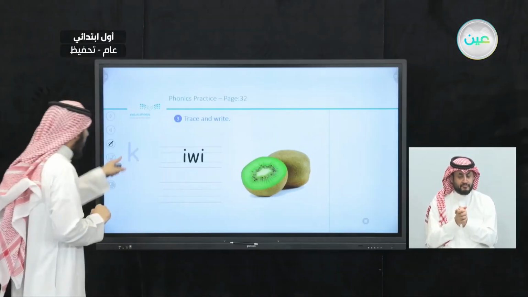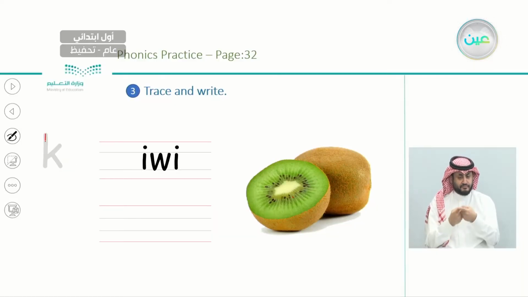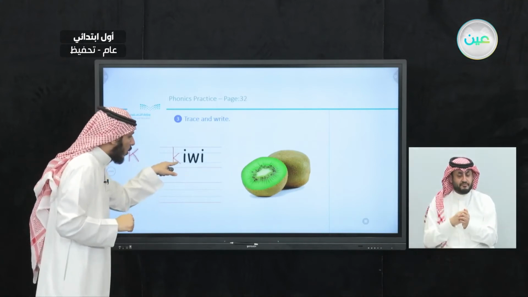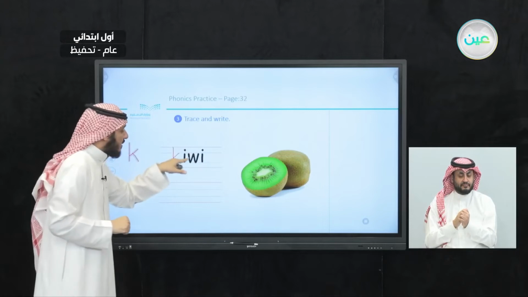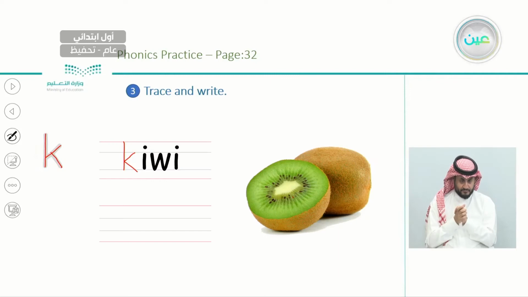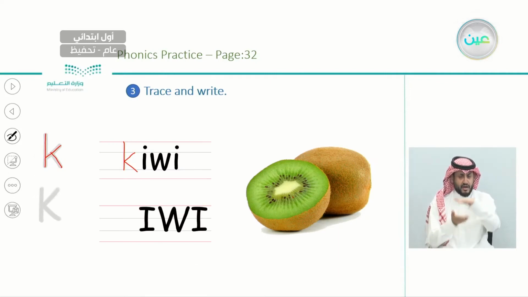Start from line number 1 like this, and 2 small lines like this. Again, let's write it here from 1 to 3, and the 2 lines between 2 and 3. We have the letter I here. Do you remember how to pronounce the letter I? E. So we have kiwi. The letter W here is pronounced as wa, kiwi. Excellent.